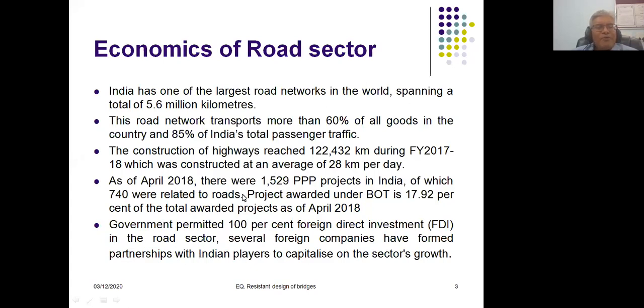As of April 2018, there were about 1,529 PPP projects in India, out of which 740 were related to roads. Projects awarded under the BOT, build, operate and transfer, are 17.92% of the total awarded projects as of April 2018. Government permitted 100% FDI, foreign direct investment, in the road sector. Several foreign companies have formed partnerships with Indian players to capitalize on the sector's growth.